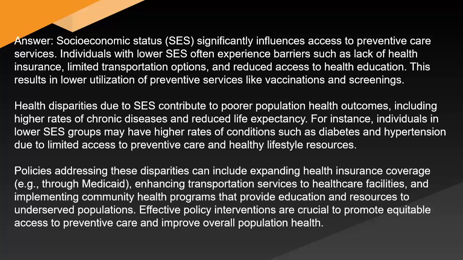Answer: socioeconomic status significantly influences access to preventive care services. Individuals with lower SES often experience barriers such as lack of health insurance, limited transportation options, and reduced access to health education. This results in lower utilization of preventive services like vaccinations and screenings. Health disparities due to SES contribute to poorer population health outcomes, including higher rates of chronic diseases and reduced life expectancy. For instance, individuals in lower SES groups may have higher rates of conditions such as diabetes and hypertension due to limited access to preventive care and healthy lifestyle resources.